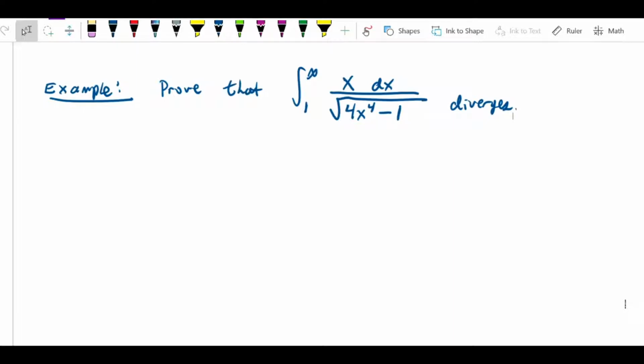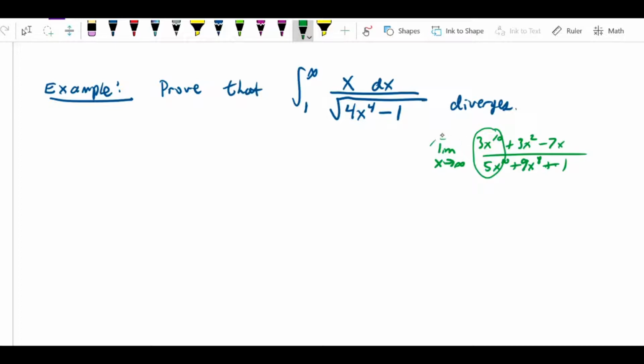So some of you may remember that there was this kind of shortcut from Calc 1 that said that if I have a limit as x approaches infinity of 3x to the 10th plus 3x squared minus 7x over 5x to the 10th plus 9x to the 8th plus 1, the point is you look at the highest powers essentially. And of course, when you looked at the highest powers, you had to consider things like whether you were taking a square root of the highest power. Essentially, it's this sort of rule that we're using to determine what to compare it with.